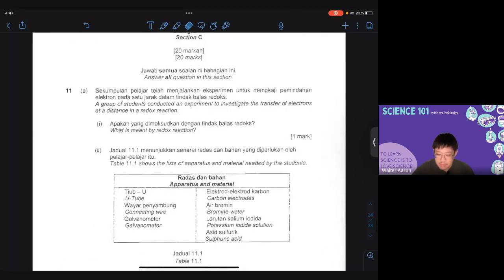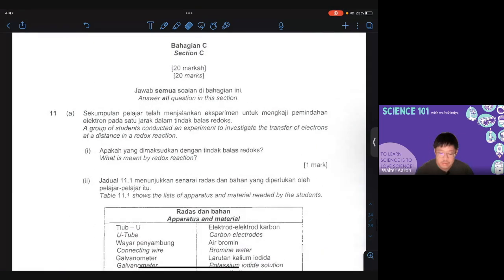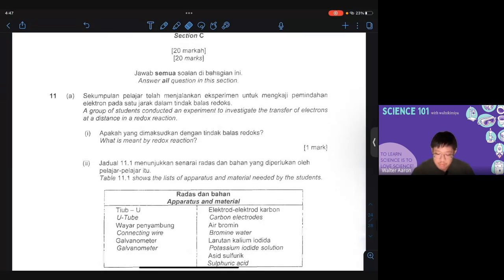Okay, now let's take a look at section C. All right, number 11. So a group of students conducted an experiment to investigate the transfer of electrons at a distance in a redox reaction. What is meant by redox? So I think that's pretty simple.